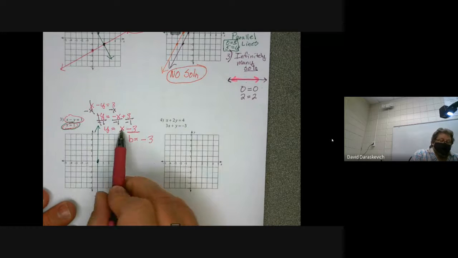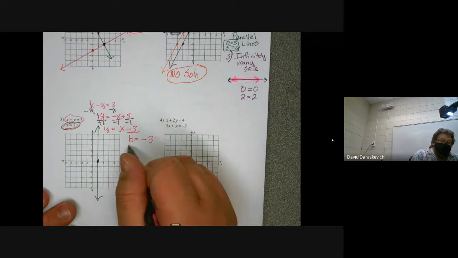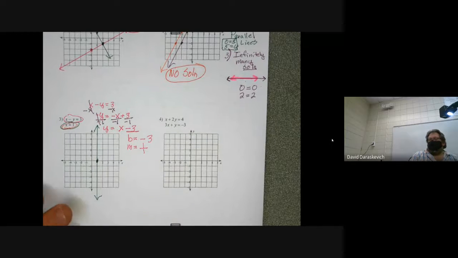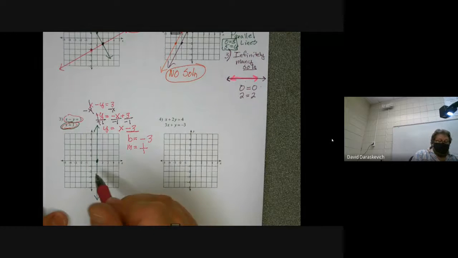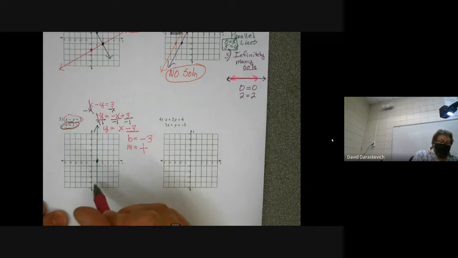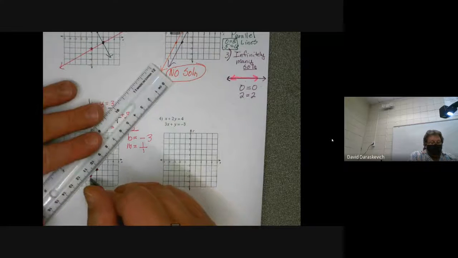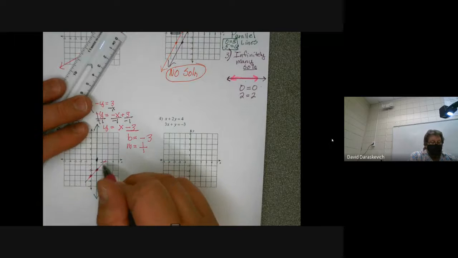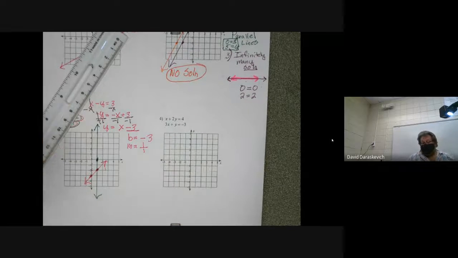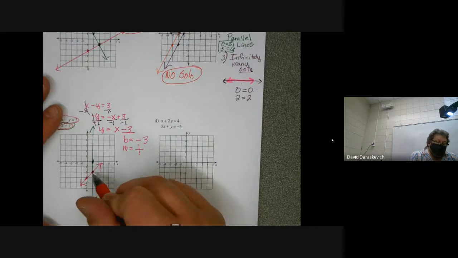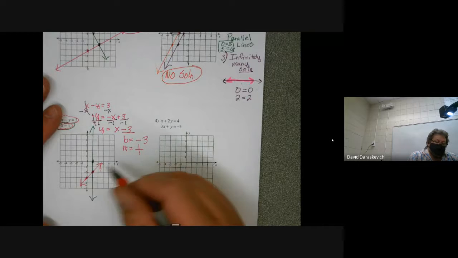Now, what's the coefficient of x here, my m? Well, it's 1. I have 1 over 1. So let's graph this line. Y-intercept negative 3, up 1, over 1. There's the intersecting point right there. So my solution is positive 1, negative 2.